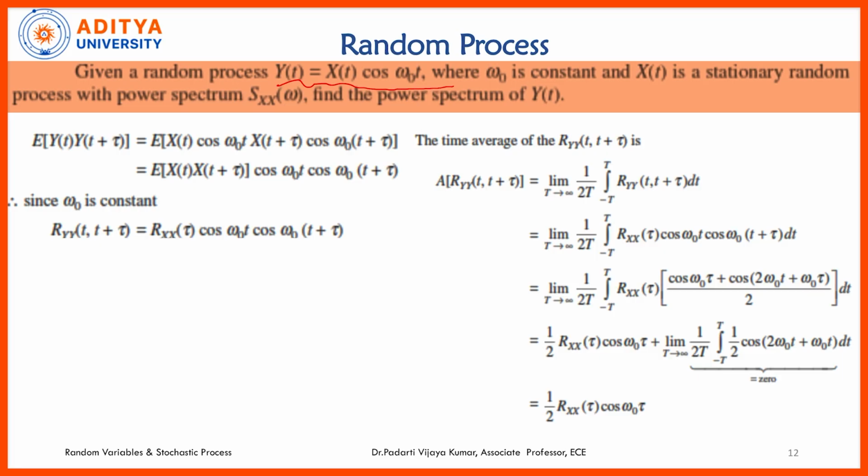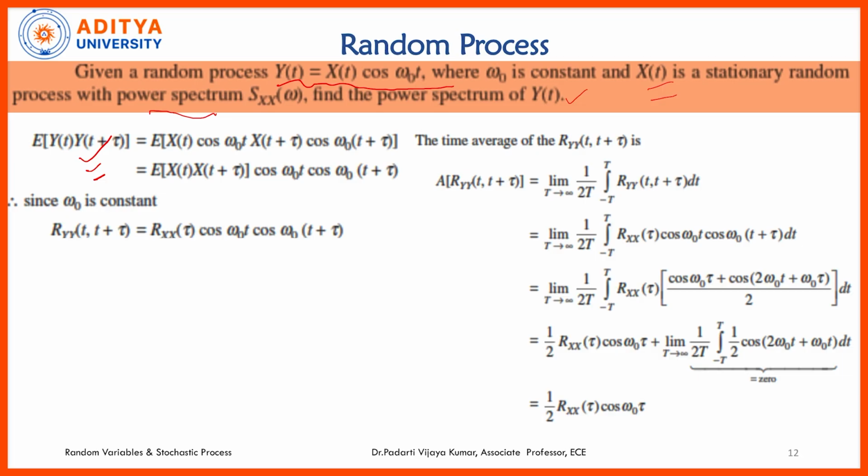X of t and Y of t are two different random processes and they are related by the relation Y of t is equal to X of t cos omega naught t, and omega naught is given as a constant. X of t is a stationary random process with power spectral density Sxx of omega, and we are asked to compute the power spectrum of Y of t. Before that, we will find the autocorrelation function of Y of t. What is the formula of autocorrelation function? Expectation of Y of t into Y of t plus tau. But what is Y of t?